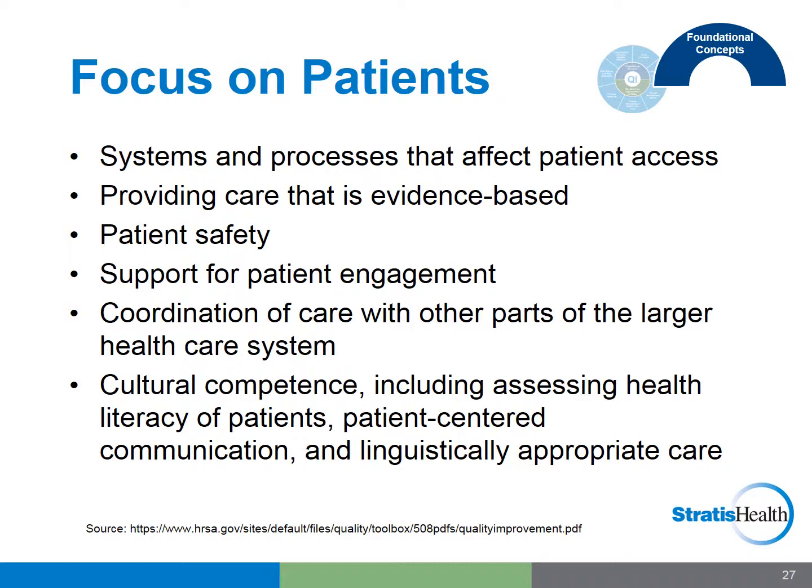Areas for potential quality improvements that focus specifically on patients include systems and processes that affect patient access, providing care that is evidence-based. Do we have processes to rapidly adopt best practices, for example? Patient safety, support for patient engagement, coordination of care with other parts of the larger healthcare system, cultural competence, including assessing health literacy of patients, patient-centered communication, and culturally appropriate care. As you think about these broader topics where QI can be applied, think further about what specific processes might align with your organization's mission and the strategies and tactics needed to break them down into manageable and achievable QI projects.